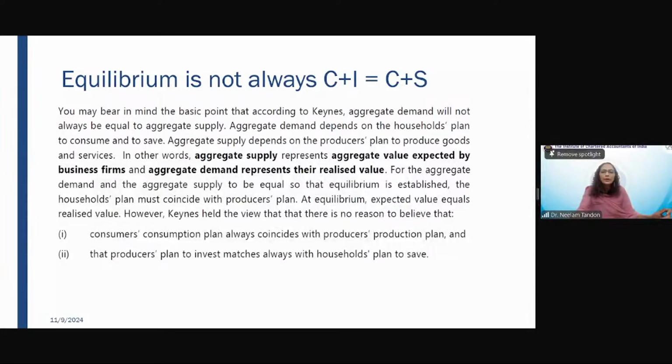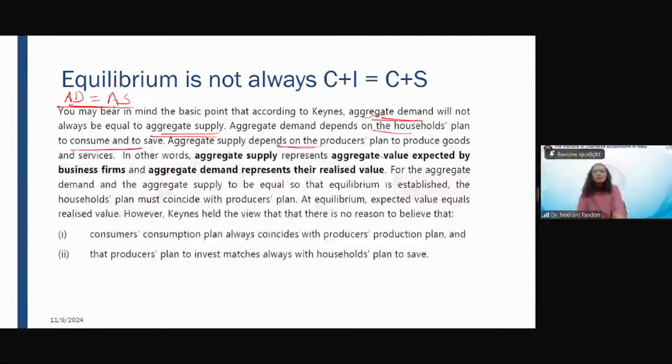So what you have to remember as per the concept of equilibrium, aggregate demand and aggregate supply proposed by Keynes, you have to keep it in mind that aggregate demand will not always be equal to aggregate supply. We have seen to the left of equilibrium and to the right of equilibrium, aggregate demand was not equal to aggregate supply. Aggregate demand depends on what households plan to consume and to save. How much households decide to spend on consumption and on savings.